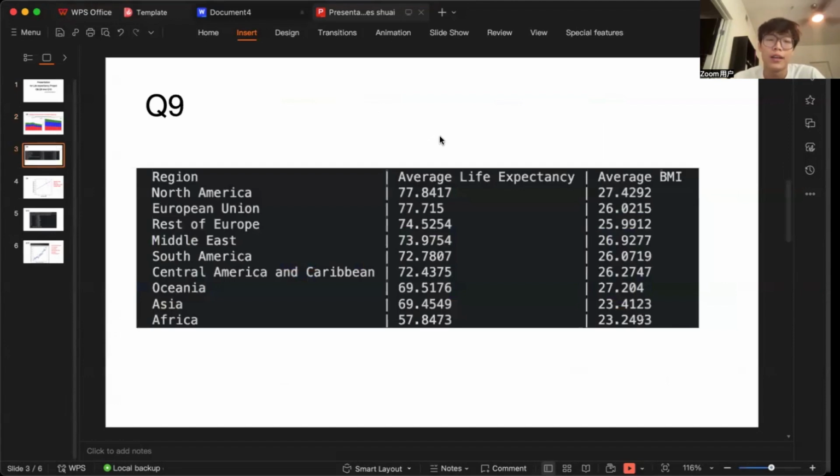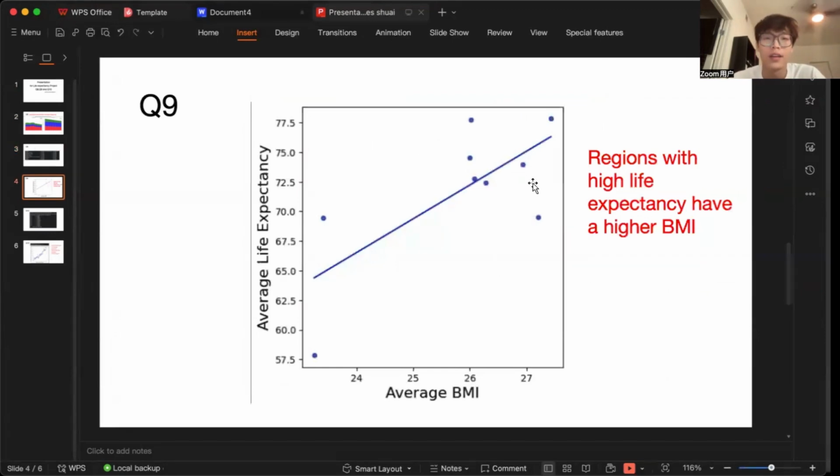And for question 9, the central question I investigated was how does a region's BMI relate to the health outcome of its population, which is measured by life expectancy. So I found the average life expectancy of each region and their BMI. And then I made a scatter plot, and the scatter plot shows a positive correlation.